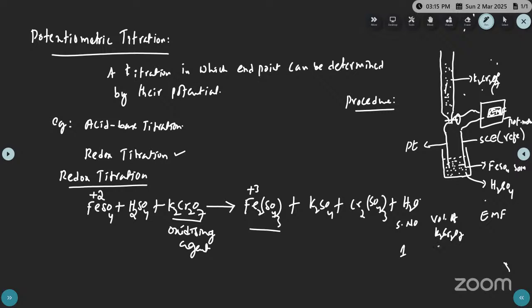So before adding potassium dichromate, the volume is 0. Okay, and here note down the EMF, for example, it is 50 volts. How much it is? Let us assume 50 volts. And next, the second time, add 1 ml of potassium dichromate to the solution from the burette.